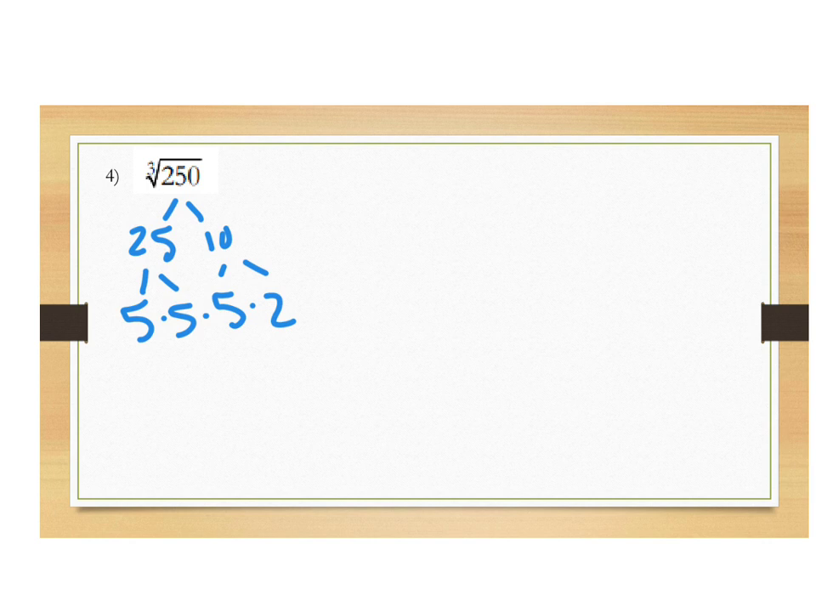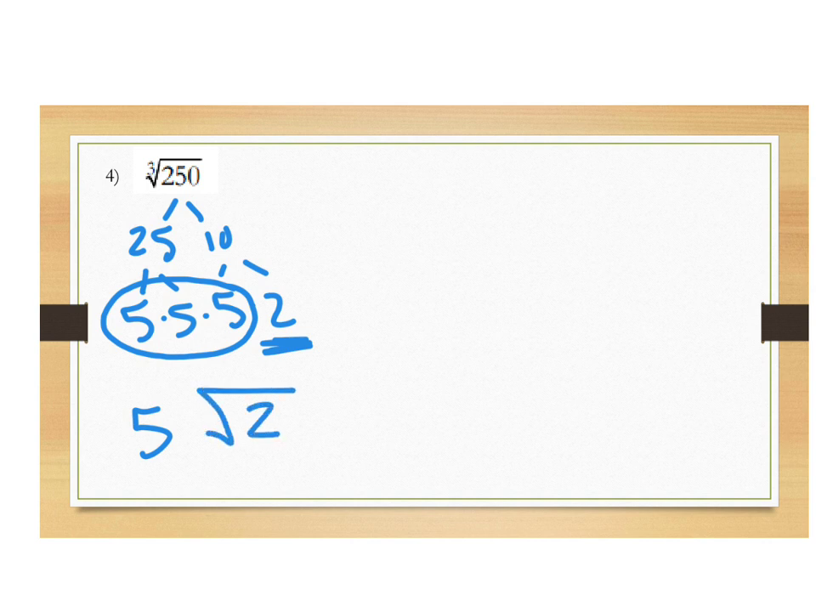So since this is cube root, I need groups of 3. So I have one group of 5s with this 2 left over. So that means my answer is going to be a 5. You take the group out. Whatever's left over goes underneath the symbol, but remember this time you had cube root. So this is 5 times the cube root of 2.